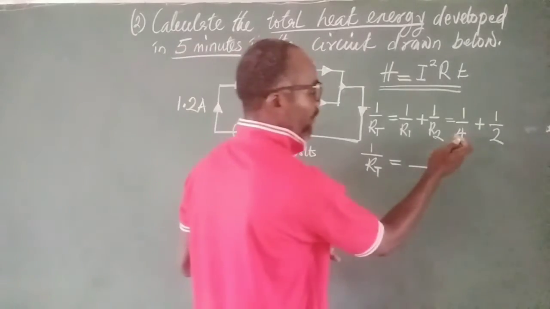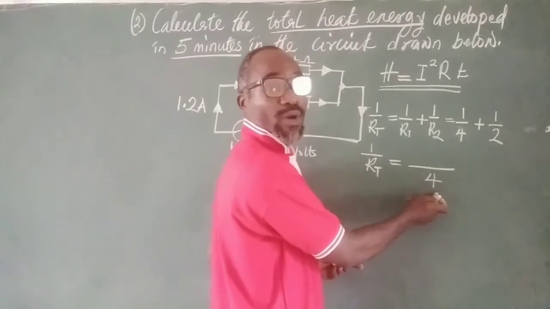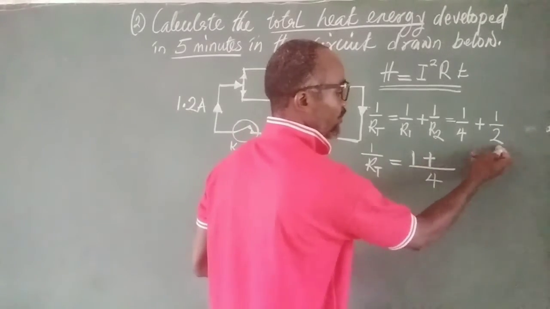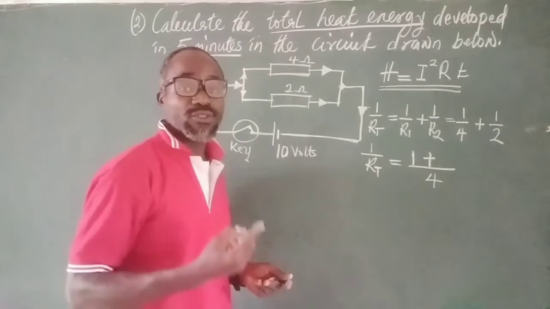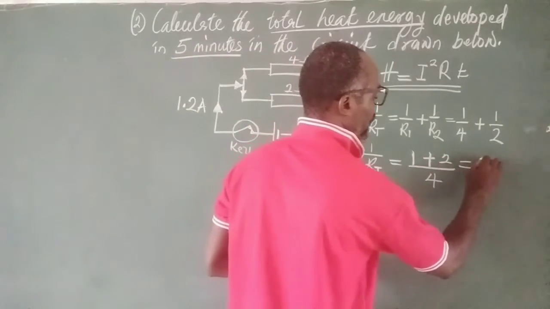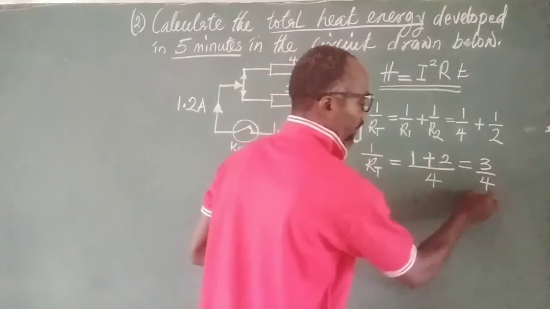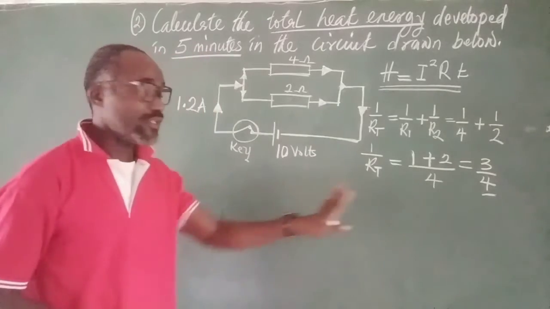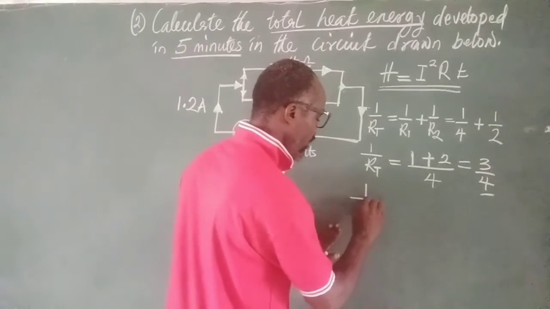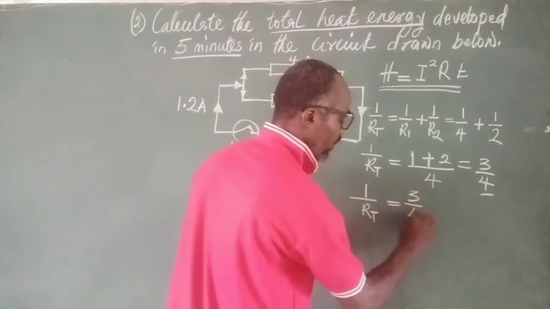The LCM of 4 and 2 is 4. 4 divided by 4 is 1, times 1 gives 1. We put our plus sign. 4 divided by 2 is 2, and 2 times 1 is 2. So we have 3 over 4. But it doesn't end there. We recall that we have the inverse of RT equal to 3 over 4.